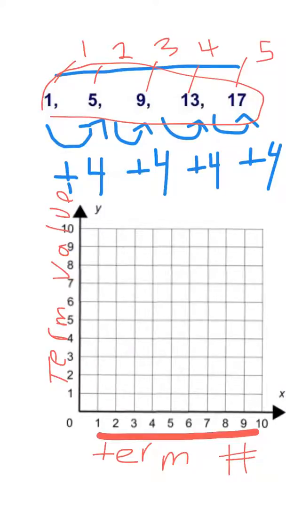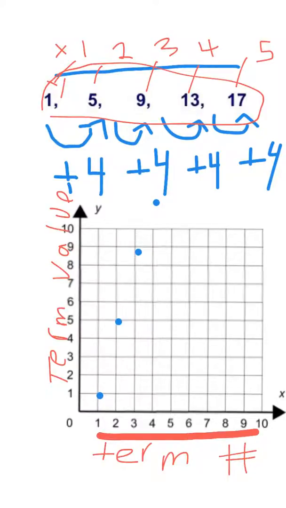So when I go to plot on the graph, this is my x, and then these are my y's. So first thing I do is I have the number 1, 1. So I go over 1, up 1, plot my first point. Then I go over 2, up 5 for my second point. Then over 3, up 9 for my third point. And then I would go to 4, 13, and then so on.